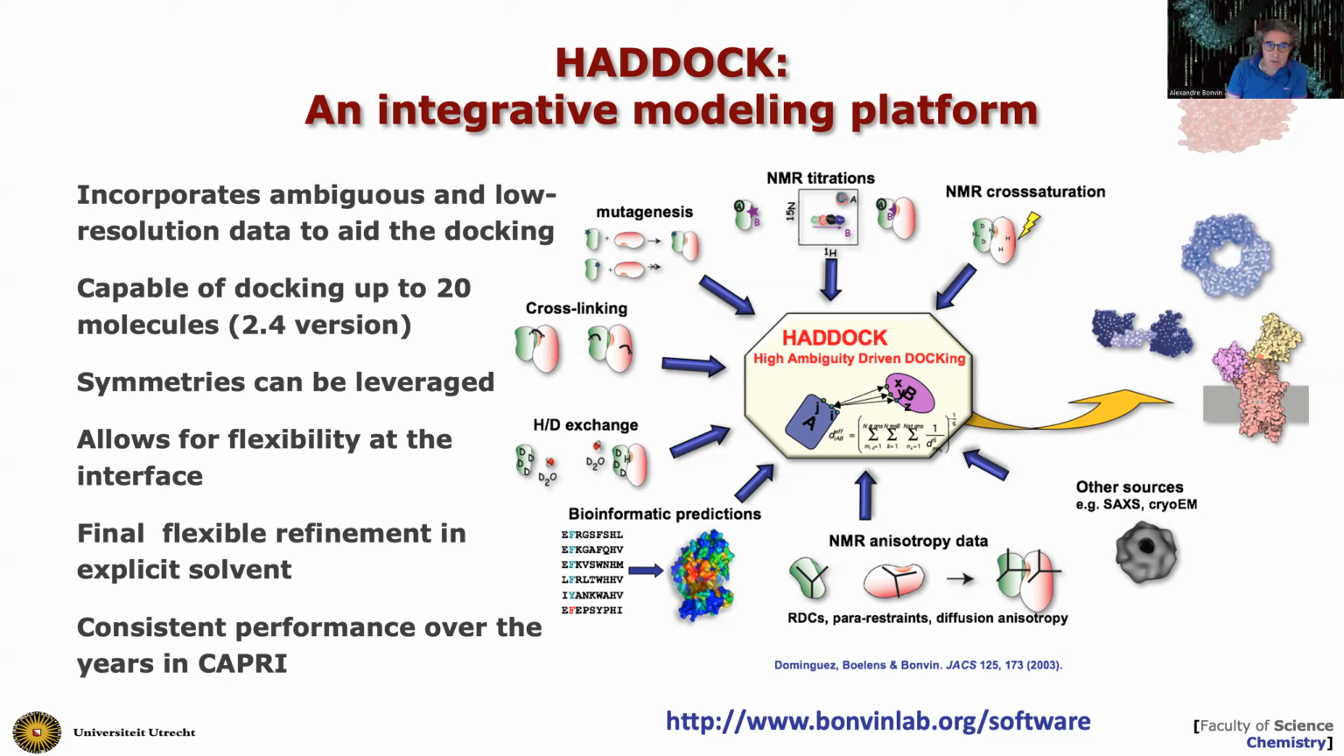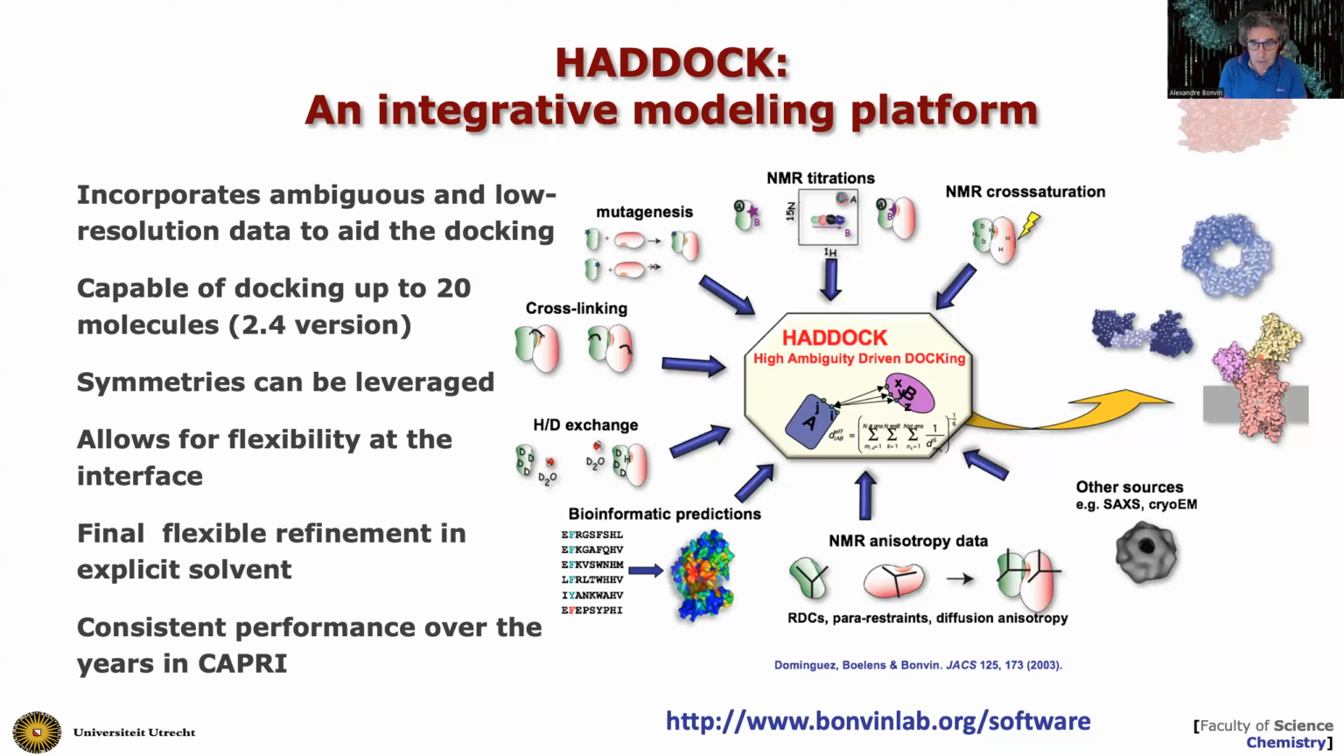What distinguished HADDOCK also from most of the docking software that were out there at the time was our ability to deal with more than 2 molecules. And this was implemented pretty much at the start of the development of HADDOCK. So currently we can go up to 20 molecules. It's kind of an arbitrary number. But of course, the interaction landscape that you have to sample when you increase the number of molecules that you are dealing with becomes huge. And it really only makes sense to model very large systems in this way if you have good information to drive the modeling process.